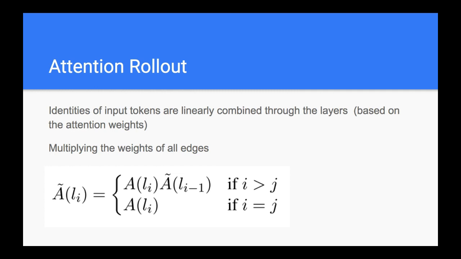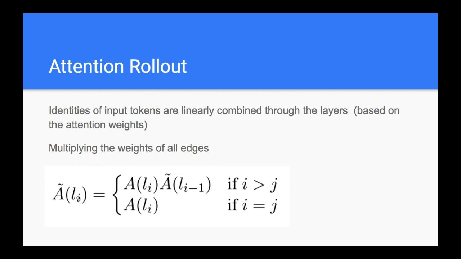So the first method is attention rollout. Attention rollout basically has an assumption that the identities of input tokens are linearly combined through the layers based on attention weights. So if you find a way to linearly trace back to your input tokens, you will be able to recover the real attention weights in the layer you are interested in. How they do that is actually quite straightforward. You just do recursive multiplication through the layers until you reach the first layer.